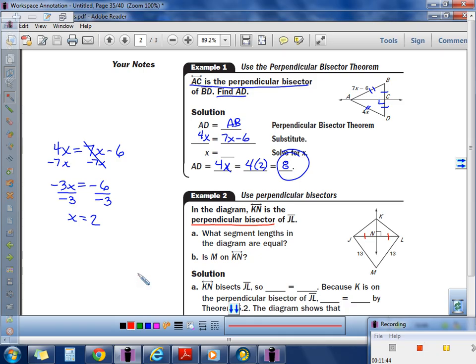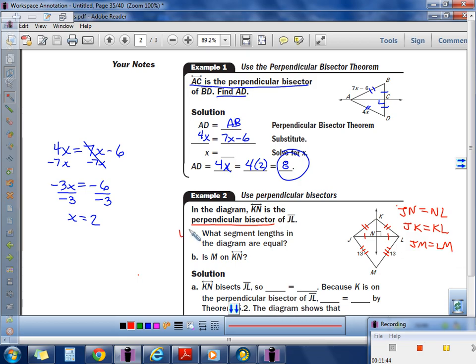So it says, what segment lengths in the diagram are equal? So obviously, JN and NL, so I'd write those to the side. JN is equal to NL. Since it says equal, I don't need to put the segment symbols on top. If you did it, I wouldn't mind too much. What else is equal? JK, KL. And one other piece. JM and LM. All right, so that one's done.